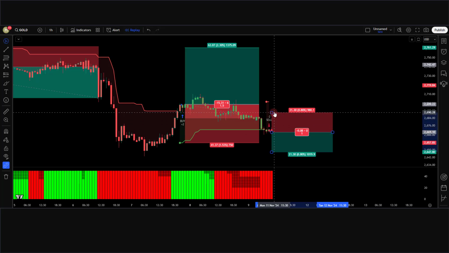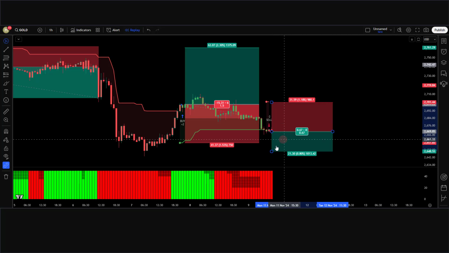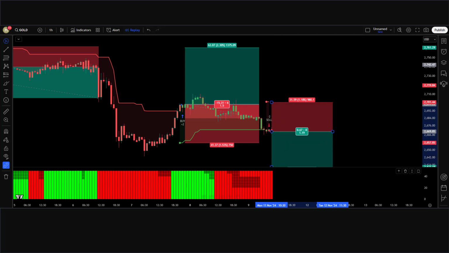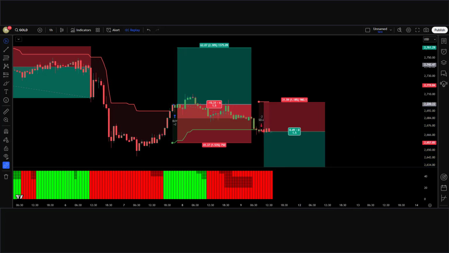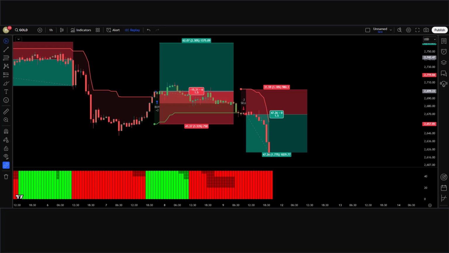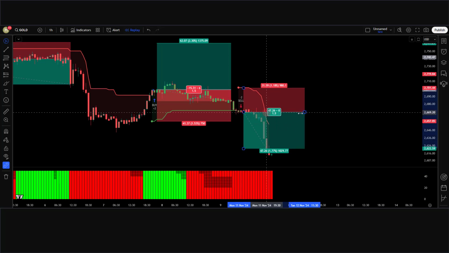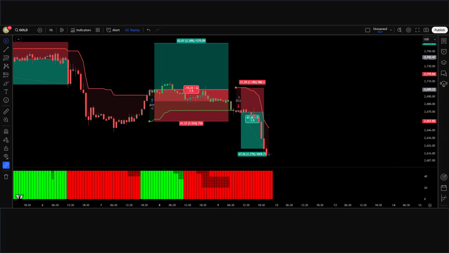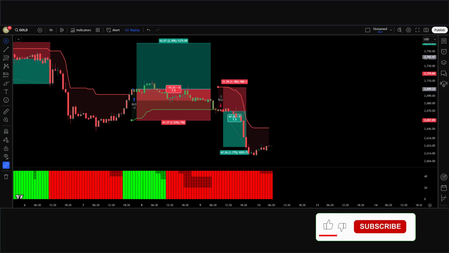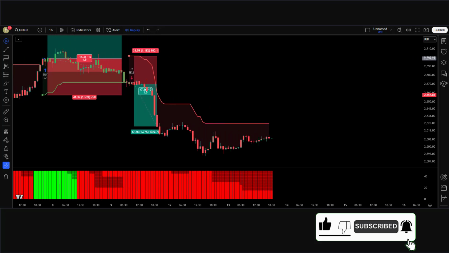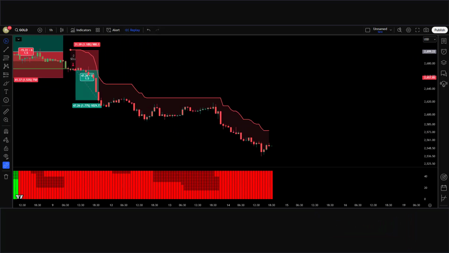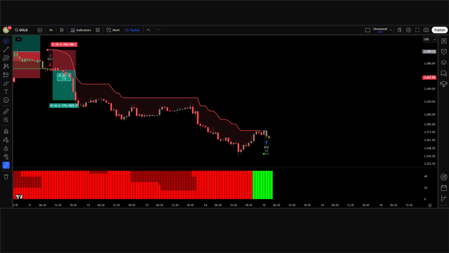Our stop loss will be placed at the SuperTrend Strategy indicator of downtrend level. And the risk to reward ratio will be 1:1.5. Let's see what happens to our trade. We have won the trade. Wait for the next signal. We have got the signal.